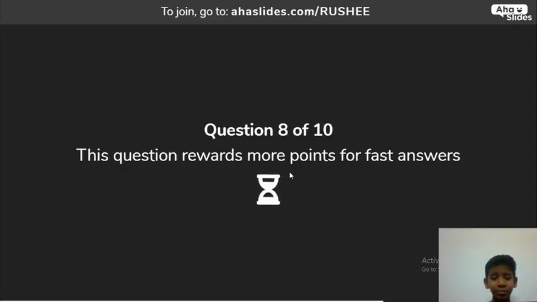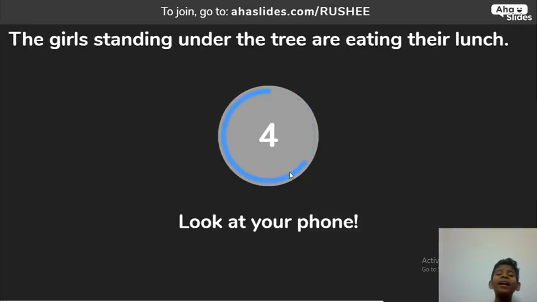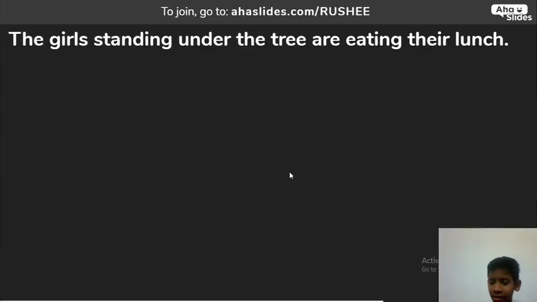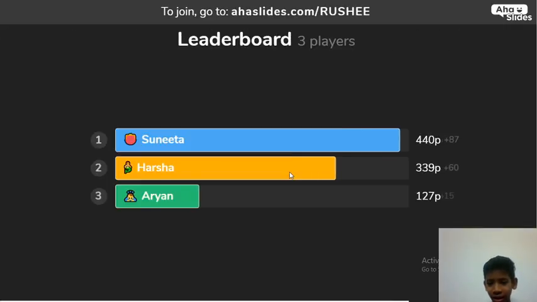Eighth question, guys. The girls standing under the tree are eating their lunch. Find out the pronoun. Girls, eating, there. One person has answered. Okay, second one has also answered. The third one, waiting for the response. Third one, 5, 4, 3, 2. Okay, everyone has answered. Okay, Sunita is on the first place, rocking it. And second place, Harsha. Third place, Aryan.